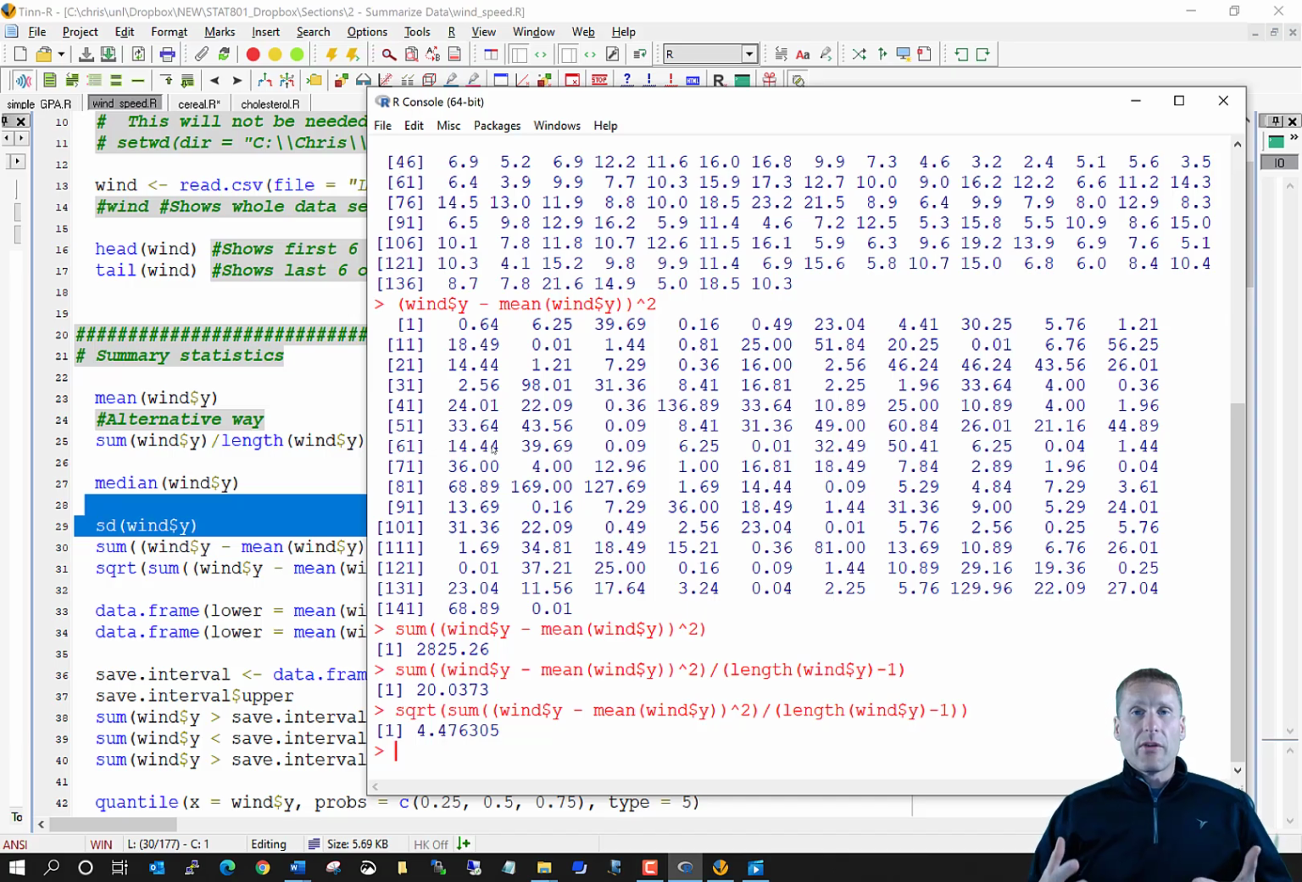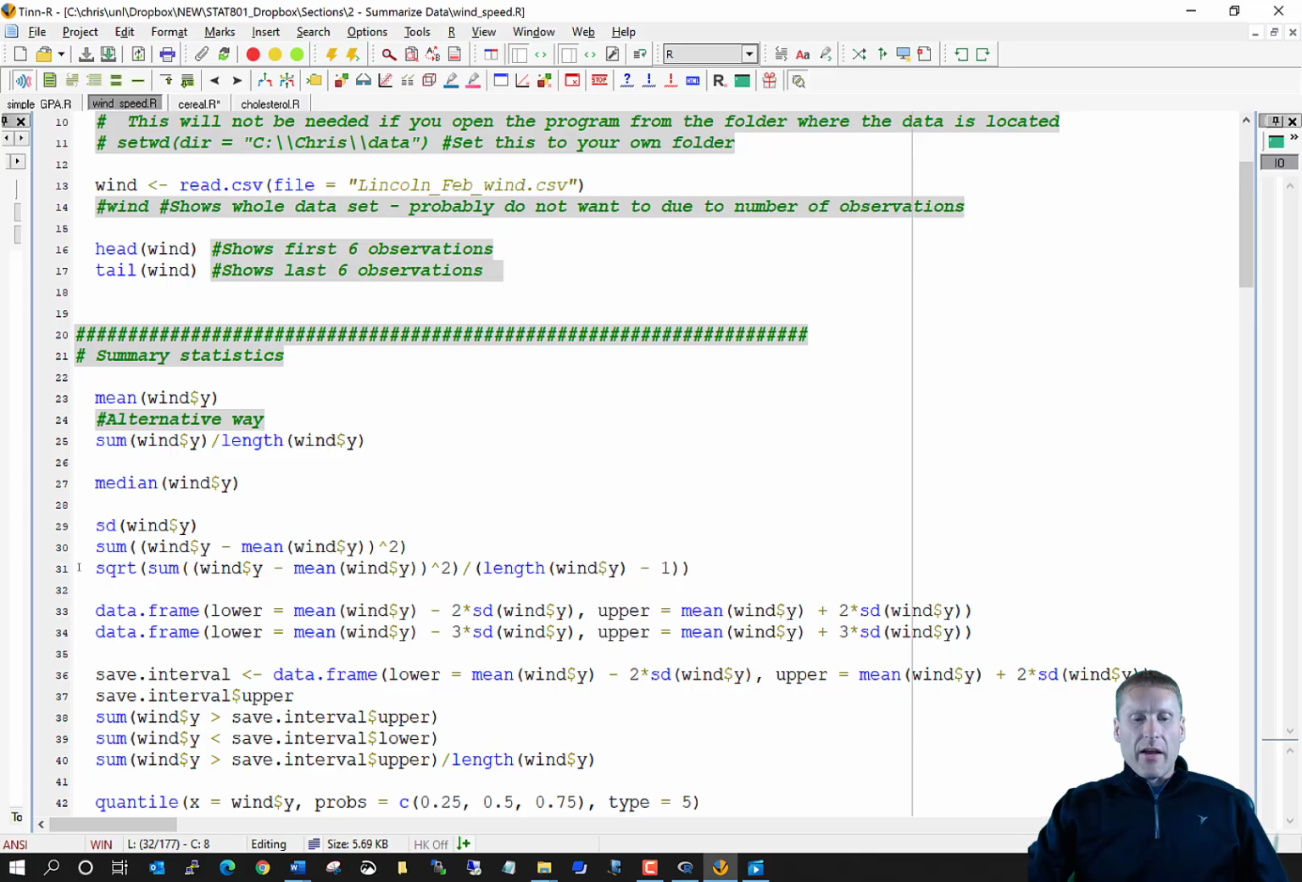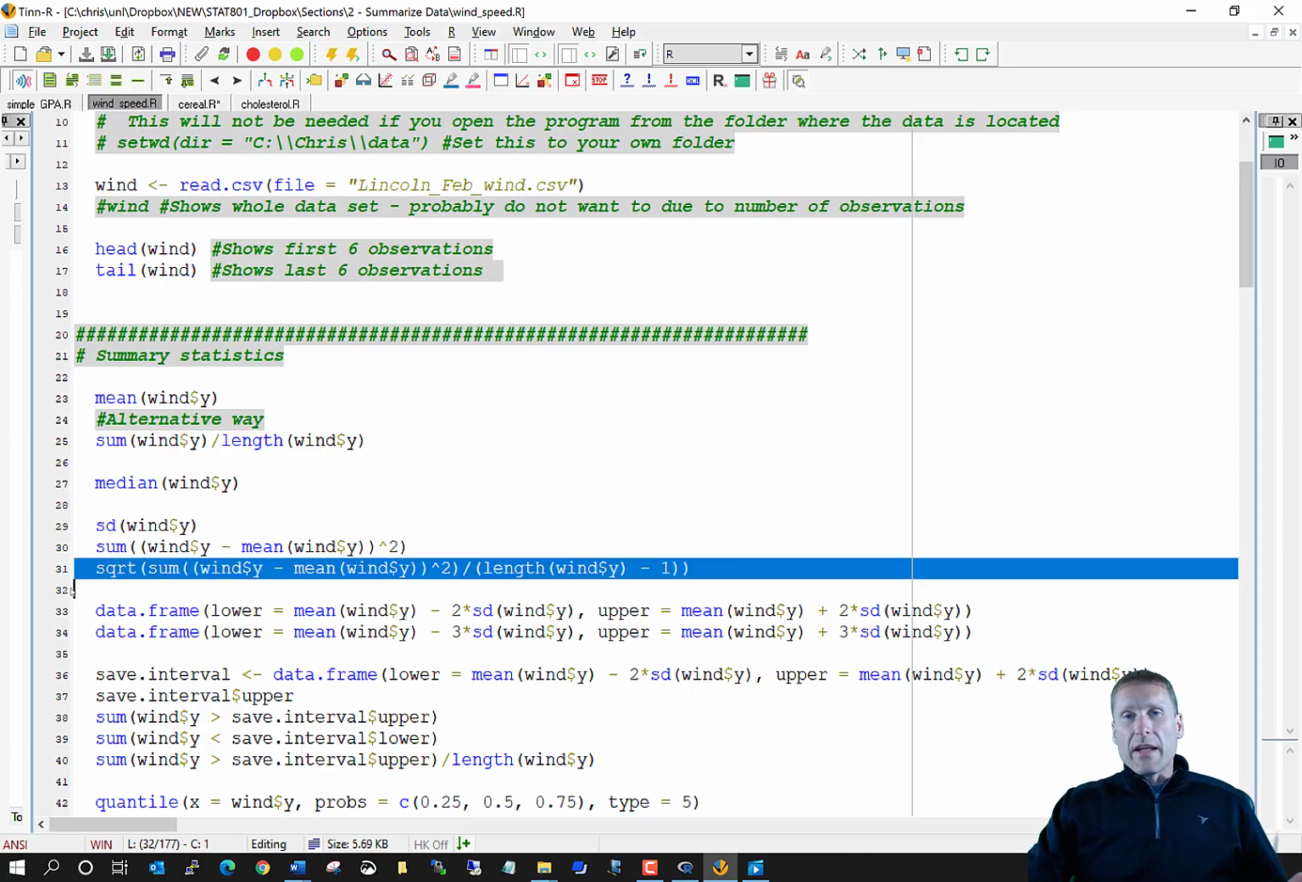Now I went through this little exercise here to show you how nice R can be to work with so that you can understand how these calculations are done. In the program itself, I essentially went immediately to the long expression that I had at the end.